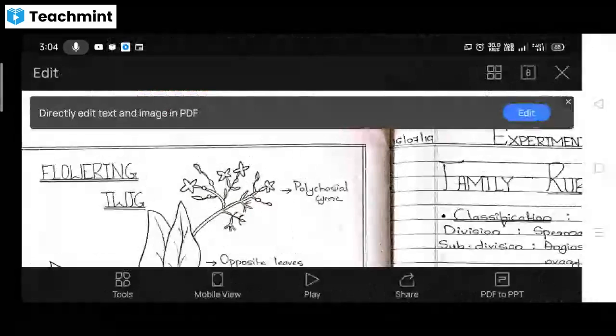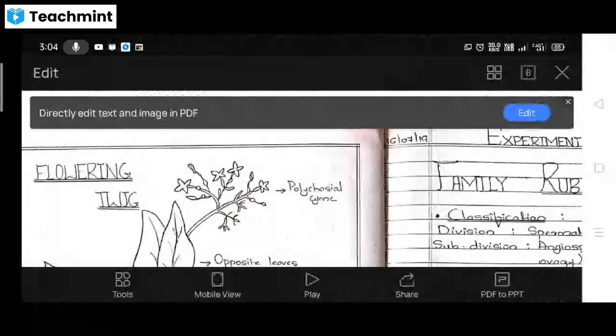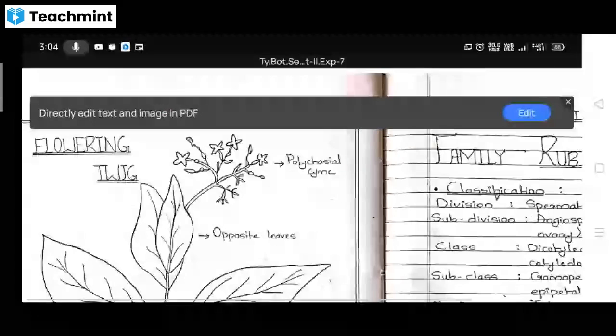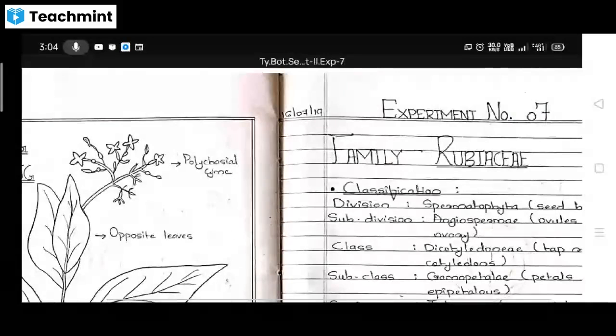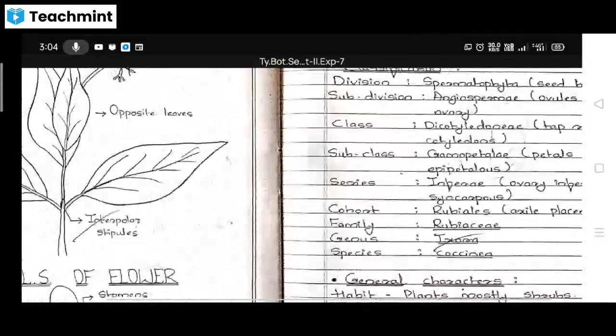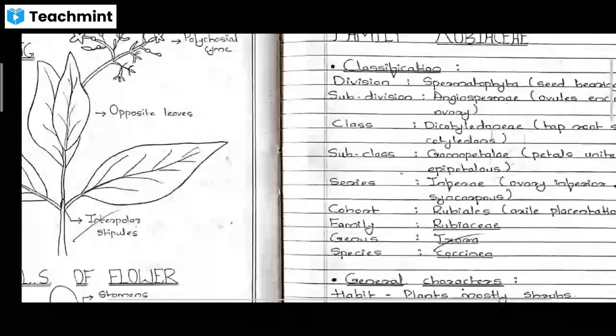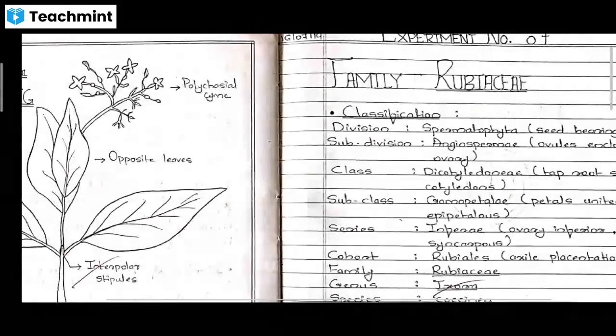So next family in your syllabus is the Rubiaceae family. An example of the Rubiaceae is Ixora coccinea. It is a common ornamental plant that is widely used, and it is found in various colors like red, white, pink. So first of all, there will be the classification of the Rubiaceae.